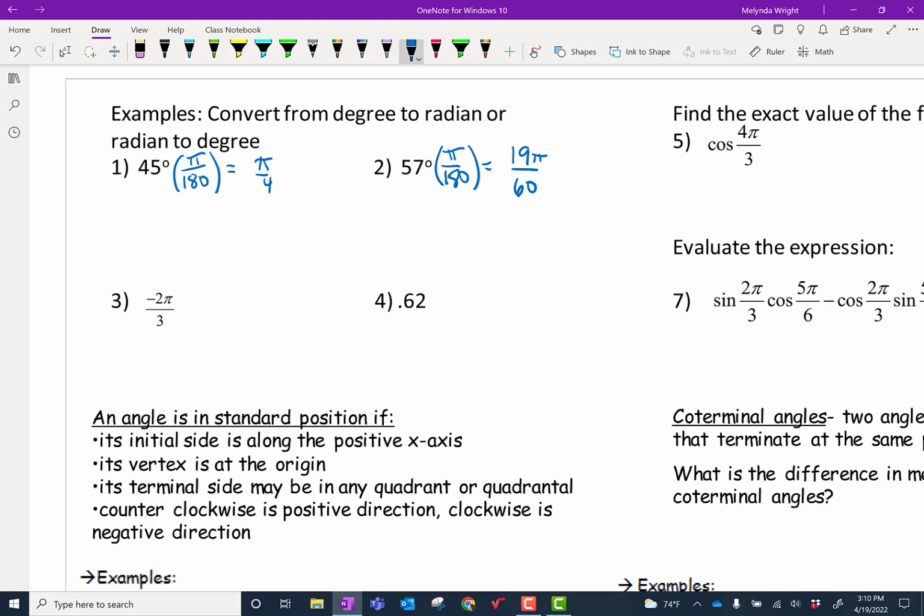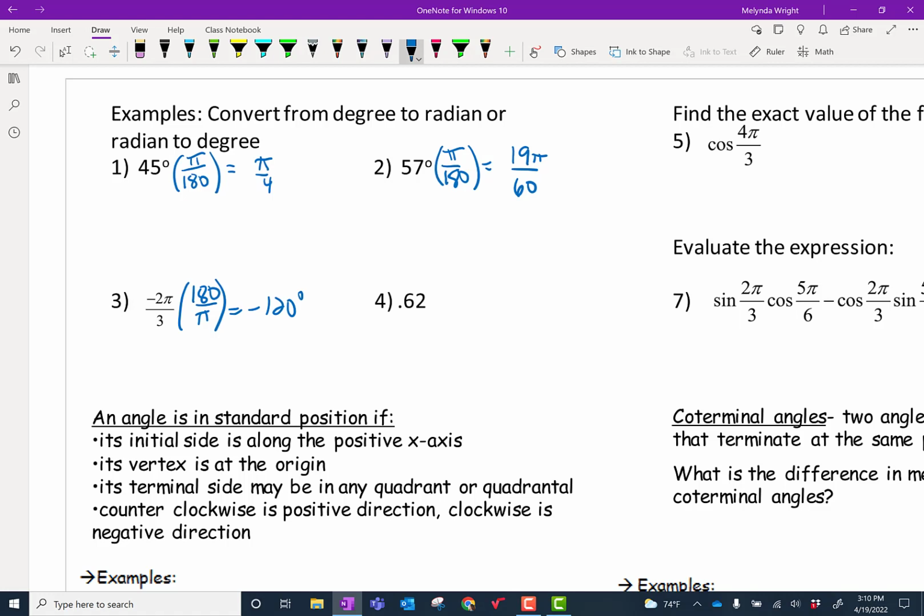All right, now number 3 looks like a classic radian. Look, it's got a pi in it. There's no degree symbol by it, so we don't want the radians. We're going back and forth, right? We want a degree. So in this case, we'd multiply by 180 over pi. So the pi's cancel out, and I'm left with negative 120 degrees because now I'm in degrees.